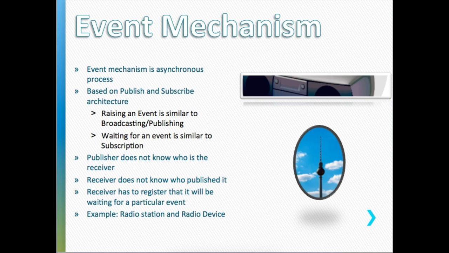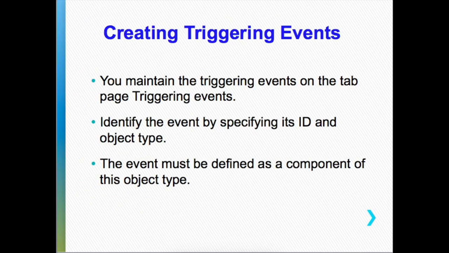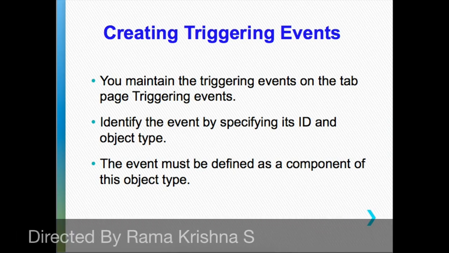Creating triggering events. You maintain the triggering events on the tab page of triggering events. In the workflow, you have a tab called triggering events. There you can maintain your own events. Identify the event by specifying its ID and object type. So an event can be identified based on an event name and the object type, that's a business object. And this event must be defined as a component of this object type.